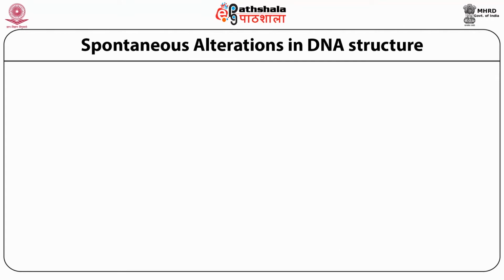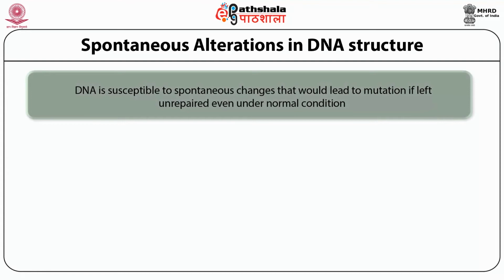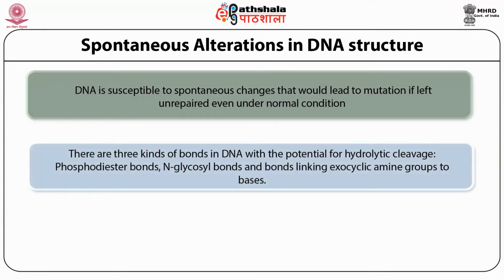DNA is a complex organic molecule and a highly stable material which is required for the storage of genetic information. DNA is susceptible to spontaneous changes that would lead to mutation if left unrepaired, even under normal conditions. There are three kinds of bonds in DNA which are potential targets for hydrolytic cleavage: phosphodiester bonds, N-glycosyl bonds, and bonds linking exocyclic amine groups to bases.